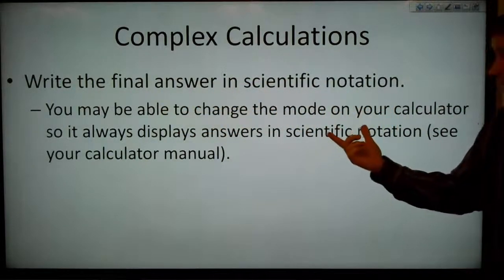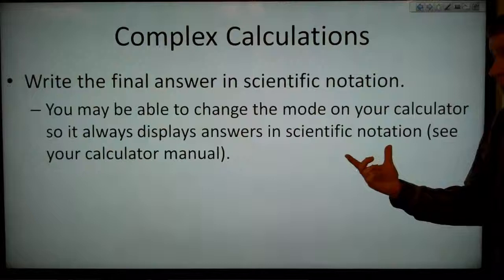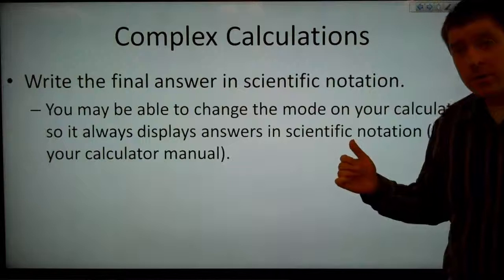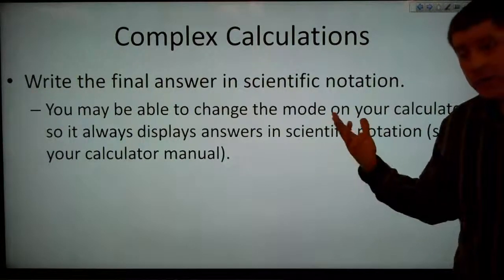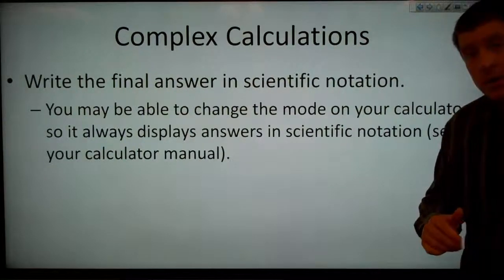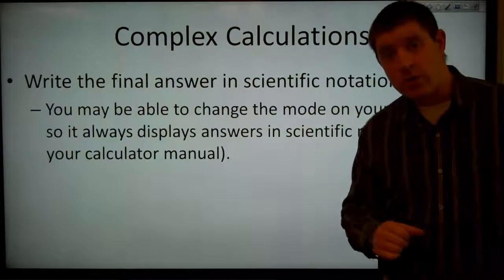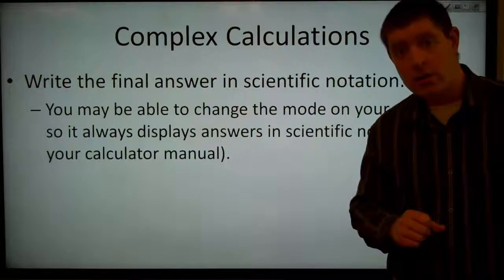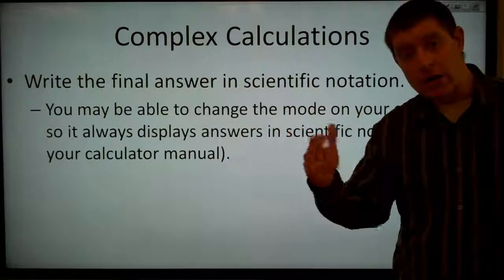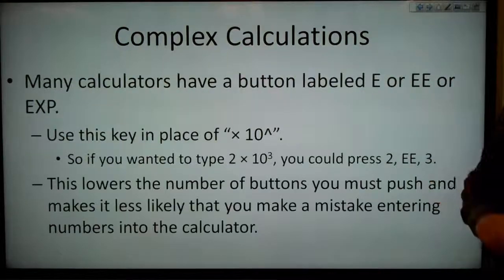Now you might be able to change the mode on your calculator so that it always displays answers in scientific notation. Again, you're going to have to look at your calculator manual for this. If you have a graphing calculator, you usually should be able to do this. With a scientific calculator, that's generally not something that you can change. In that case, it generally defaults to fixed notation within a certain window, generally within 6 to 9 decimal places. It writes it out in fixed notation, and anything outside of that range it uses scientific notation for, but it depends on the calculator. Again, refer to your calculator manual.